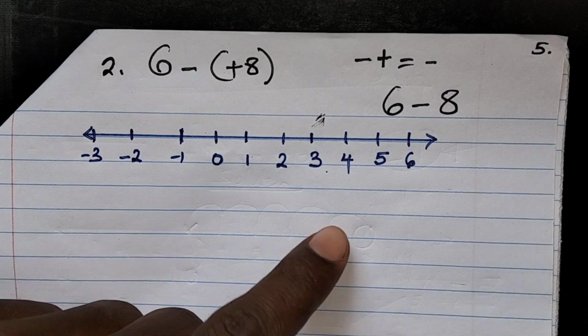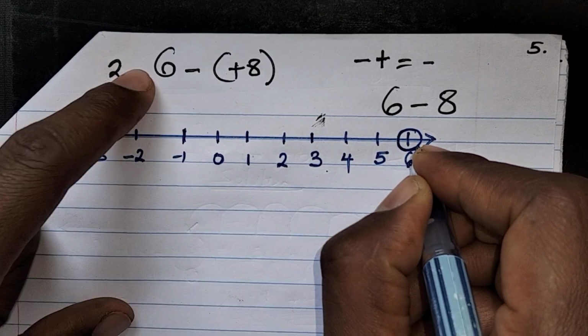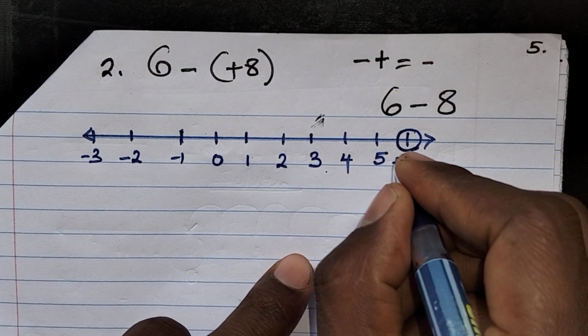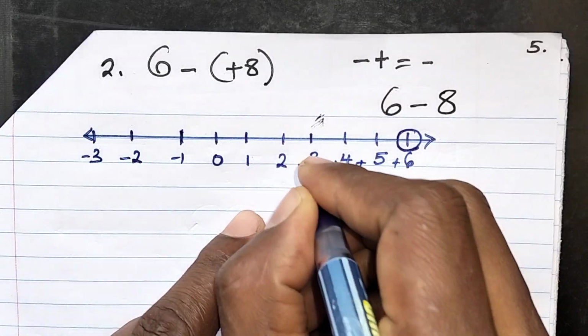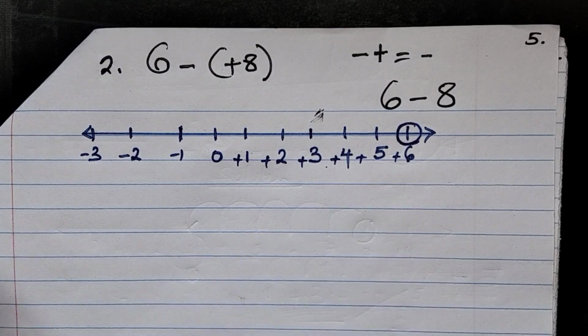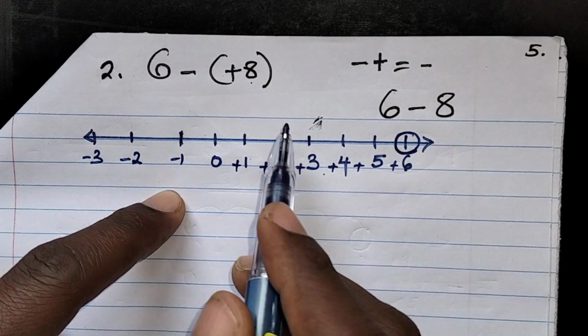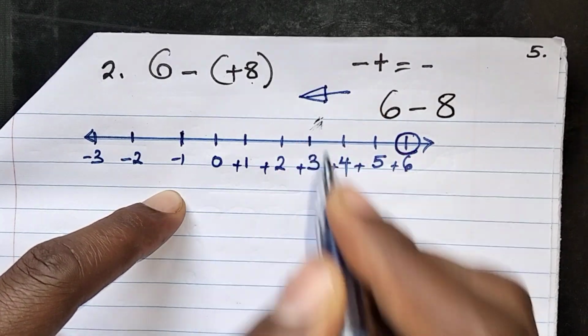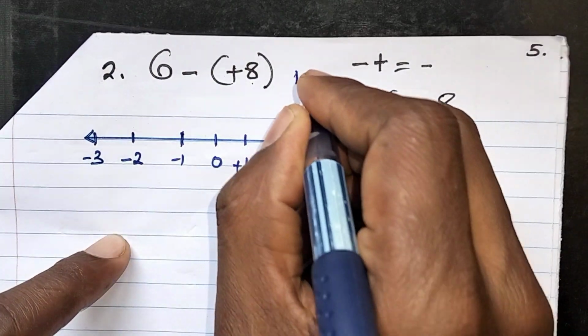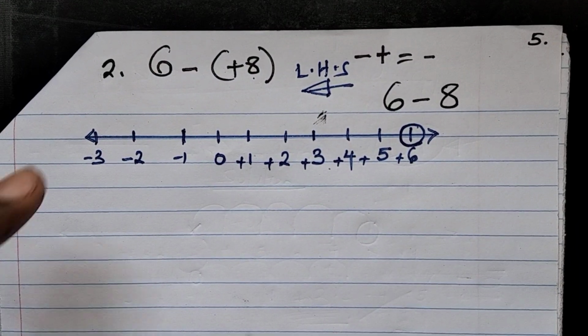As usual, you circle the point positive 6. These are positives, which can be assumed. You can assume and avoid writing them, but it is good you understand that. Then we move 8 steps to the left, the left-hand side. LHS stands for left-hand side. So we shall move 8 steps.